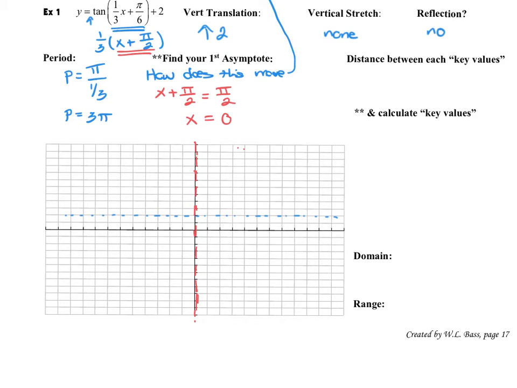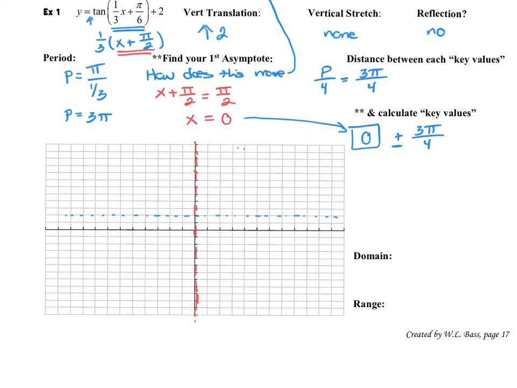Now, the next thing that we want to do is find the distance between our key values. We're going to take our period and divide it into 4 pieces. That'll give us a little more detail than my graphs up above. So my period was 3 pi, and I'm going to divide that into 4 pieces. So now I'm going to start with my first asymptote at 0, and I'm going to add to that 3 pi over 4. And we've talked about this before. Our graphs go in each direction, so in case we need it, we could make this a plus or minus. So we could add that 3 pi over 4 in either direction and create our graph.